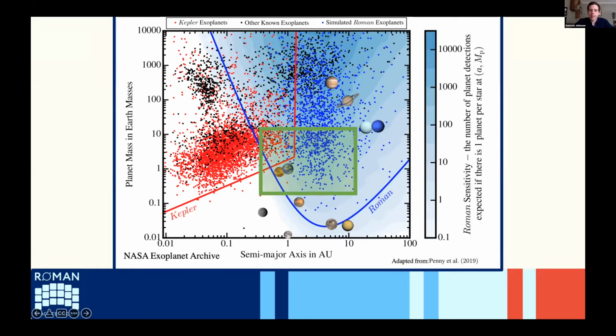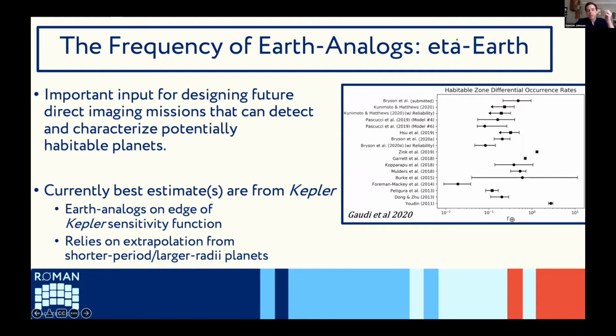So your lower mass, modestly separated to widely separated planets that fall in this Earth-like or terrestrial-like, super Earth regime, or even mini Neptune regime. And those planets are going to be very useful in determining the frequency of Earth analogs. This frequency is extremely important because it's a key parameter in designing future direct imaging missions that can detect biosignatures and characterize habitable planets in the coming decades.